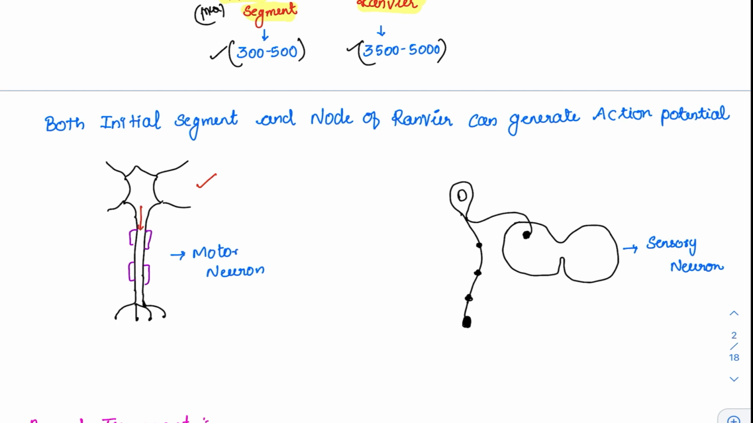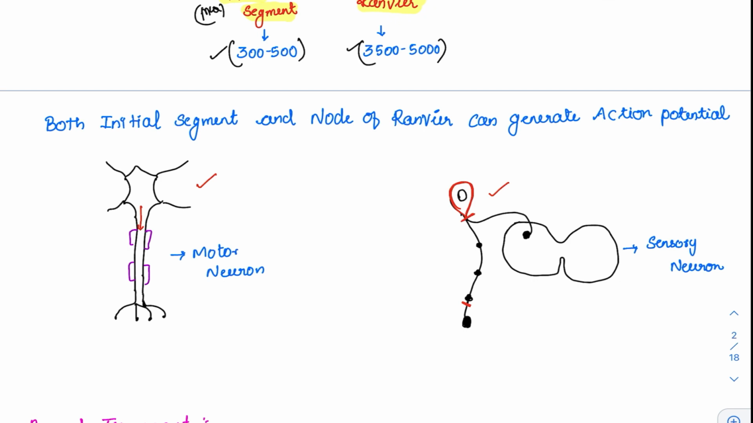Whereas in case of the sensory system, what happens here? This is the sensory neuron. What happens here? First the touch is felt, but the cell body is somewhere else. The cell body will be in the dorsal root ganglia. That is, the cell body will be somewhere here. So the node of Ranvier starts here itself and the cell body will be here where the initial segment is there.